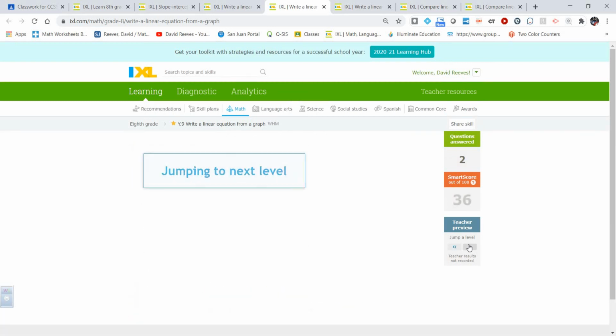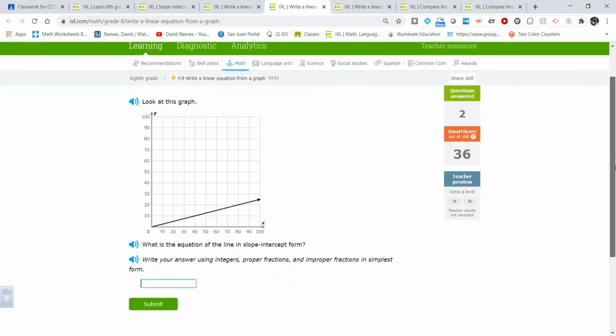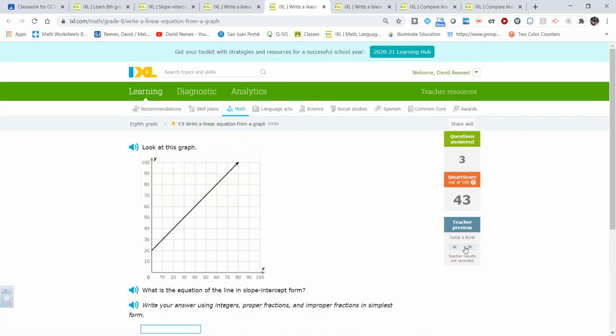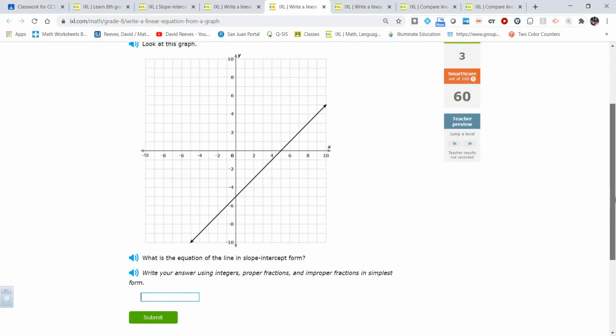Let's skip up to the next level, see what they got for us there. Slope-intercept form. Take a look here. The y-intercept is actually at 0. And if we look, it goes up 10 and over 10, 20, 30, 40. You see that? Up 10, over 10, 20, 30, 40. So 10 over 40 reduces to 1/4. So y equals 1/4 x, and then it's plus 0, but we don't usually put the plus 0, so it'd just be 1/4 x.